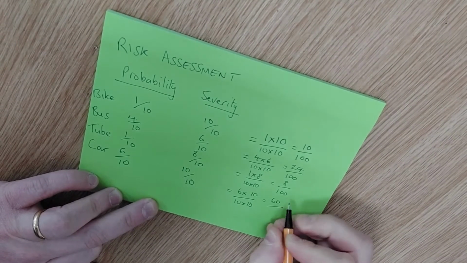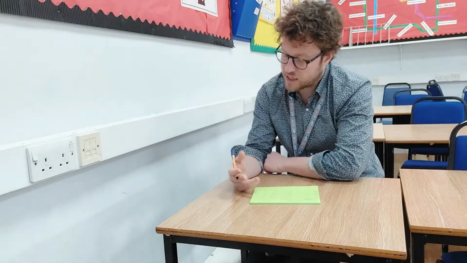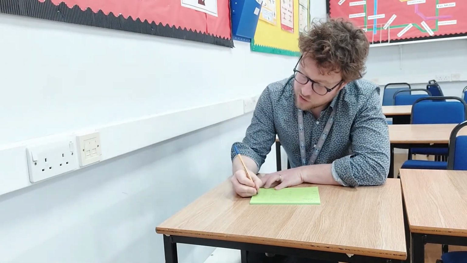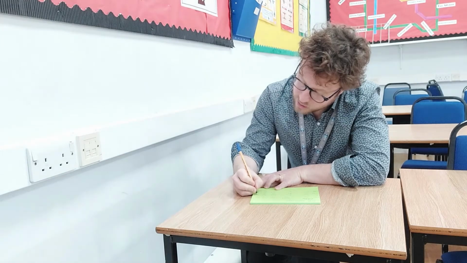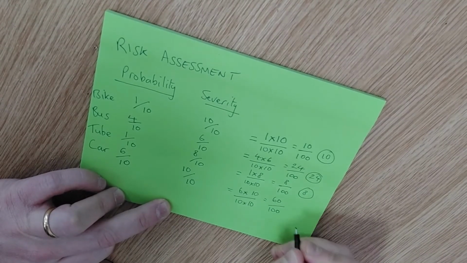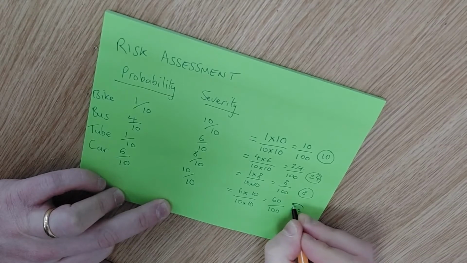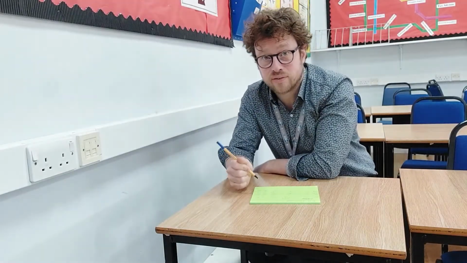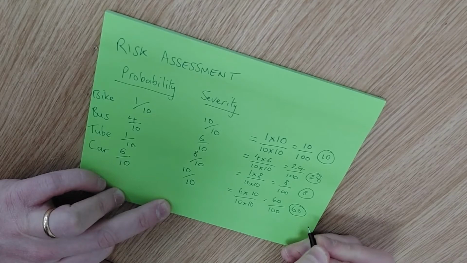So we have our rating out of 100. Some people might use this as a percent because that's also out of 100, but I've got a rating of 10, 24, 8, and 60. And this technique allows me to assess which is the highest risk. I can see here the highest risk of not attending this interview on time is the car.